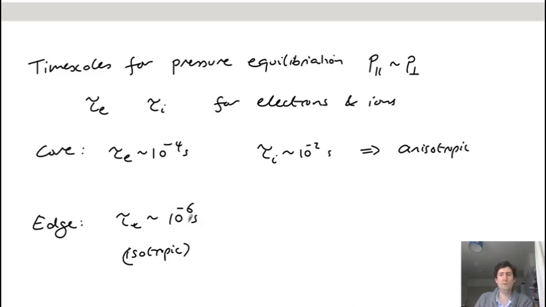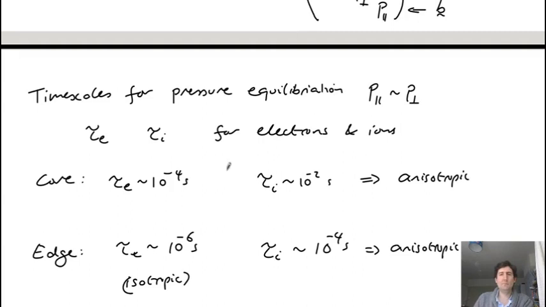And so electrons may be isotropic, if we're typically dealing with frequencies which are less than a megahertz, but tau i can be sort of 10 to the minus 4 or so seconds, and so this may be anisotropic. So in the edge of the plasma, ions may be anisotropic with different parallel and perpendicular temperatures, whereas electrons typically would be isotropic.